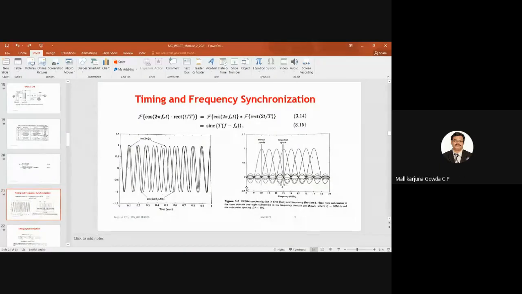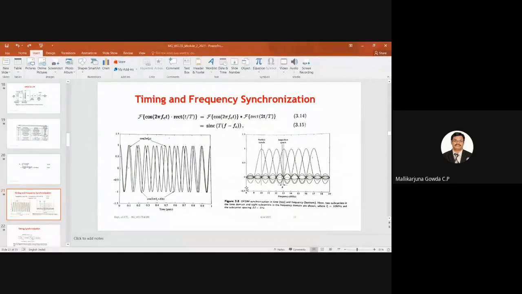Because the subcarrier spacing is 15 kilohertz, the symbol time will be 66.67 microseconds. So every symbol duration will be that much. In addition to that, there will be a cyclic prefix duration of around 5 microseconds. By adding 66 plus 5 microseconds, we get around 71 microseconds, which is the total symbol duration in OFDM.